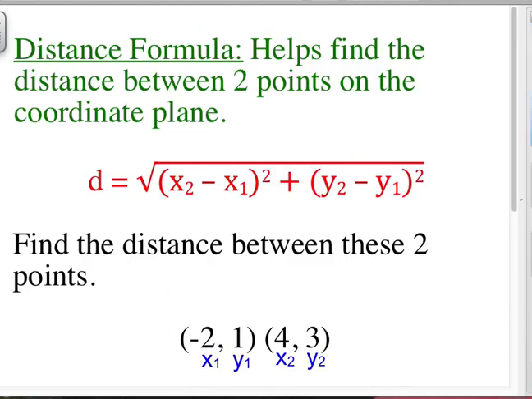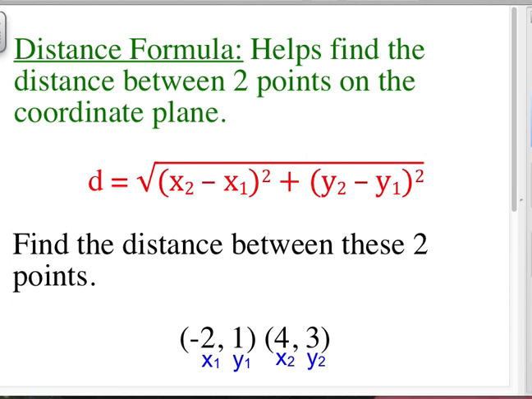And here is the distance formula. Again, it helps you find the distance between 2 points that are on the coordinate plane. And the formula is written there in red. It says distance equals the square root of, parenthesis, x2 minus x1, squared, plus, parenthesis, y2 minus y1, squared.